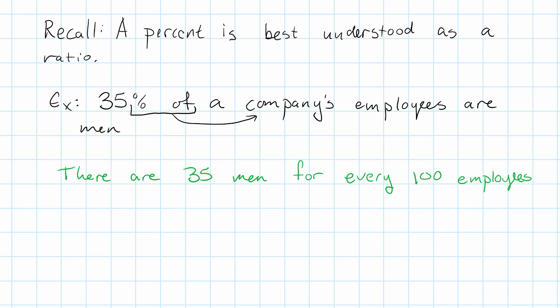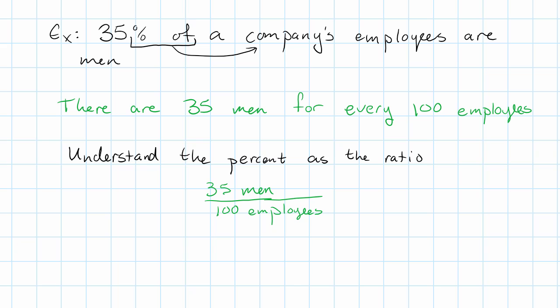So we understand this percent as the ratio 35 men over 100 employees. That's what the fraction 35/100ths is representing. We know what to do with that ratio. Men, the number of men, equals 35 men for every 100 employees times the number of employees.